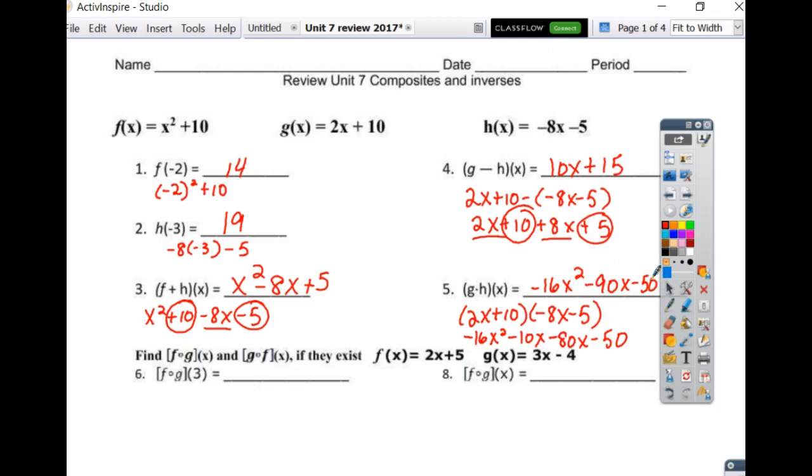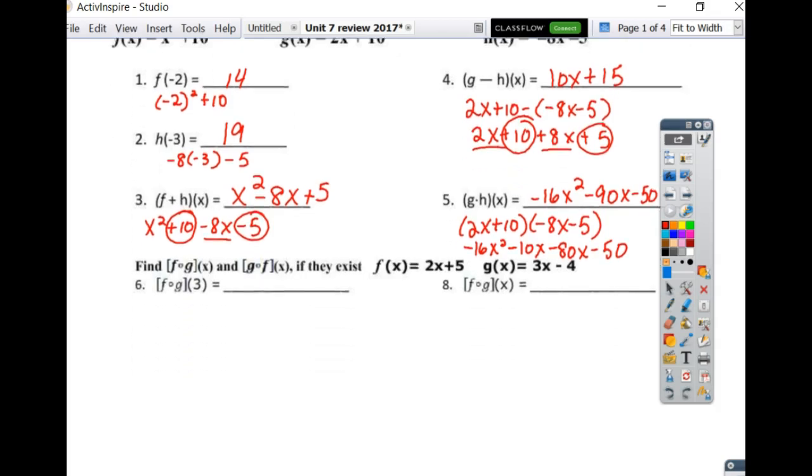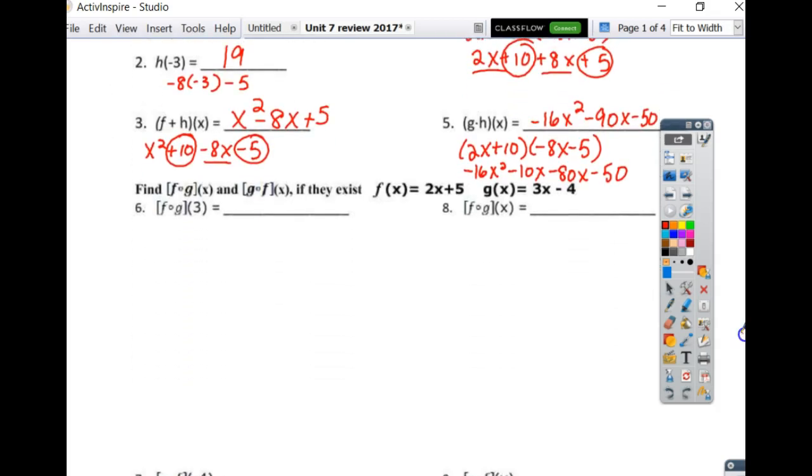Okay, so nobody should miss these. These are the gimme points, right? Everybody should get this right. But I think the next ones are pretty easy too.